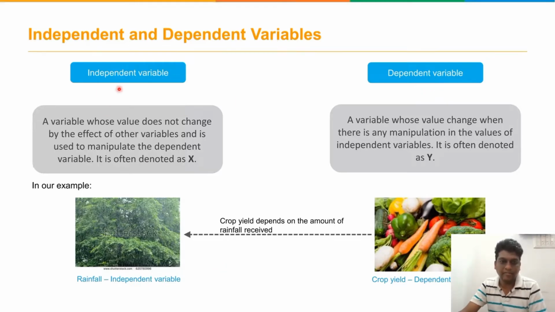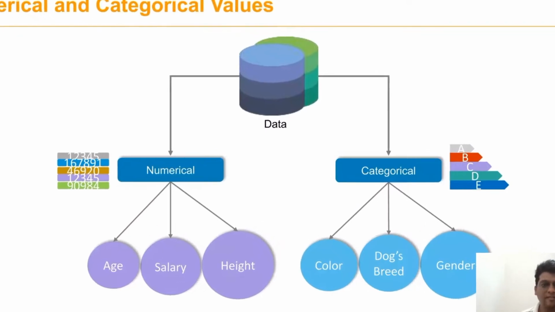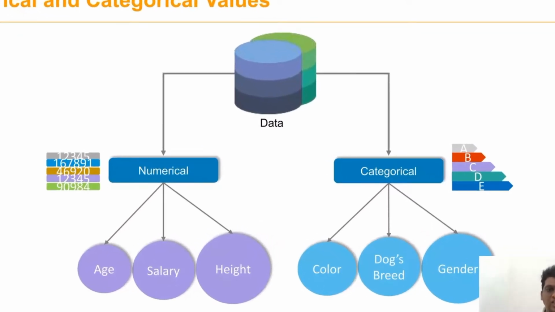Here the independent variable, the amount of rainfall, is denoted as capital X, and the crop yield is represented as Y. The crop yield depends on the amount of rainfall, which is denoted by the variable X. We can split the data into numerical and categorical values. Normally our age, salary and height keep on changing, so these are numerical values. The categorical values are the color and the gender.